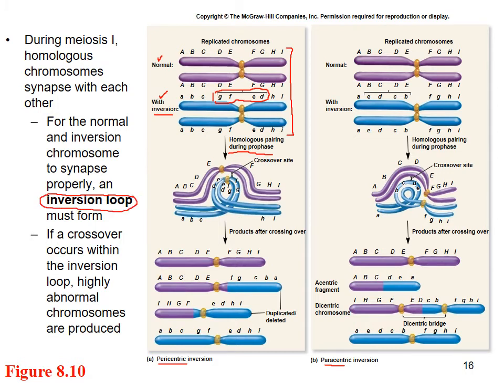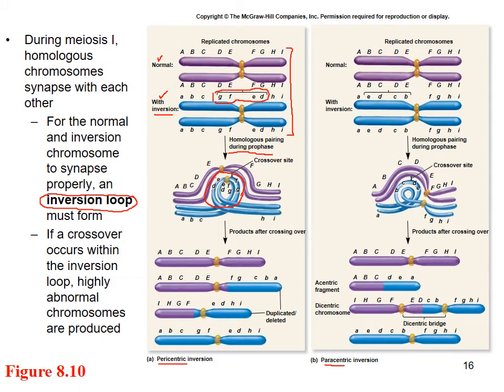And the inversion loop just basically means that the chromosome with the abnormality is going to have to loop itself in a very irregular pattern to make sure that the genes are properly lined up in the order that you're used to. So notice within the loop how you have now the restored order of D, E, F, and G. So the inversion loop is meant to line up the proper alleles within the homologous chromosomes.